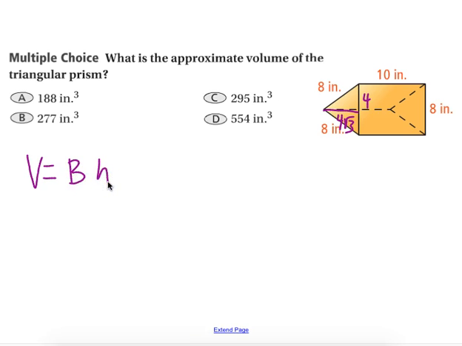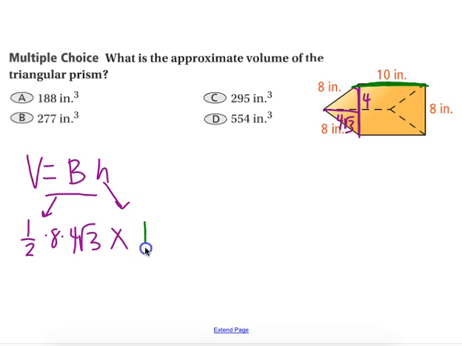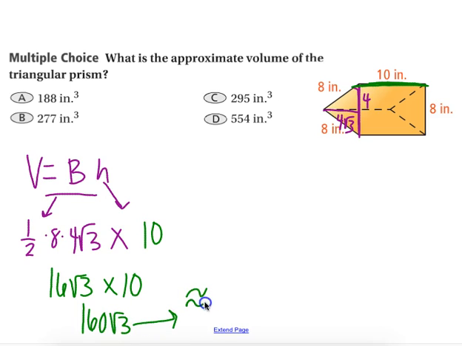Again, we have a triangular prism, so yeah, that's your base of your triangle. This is 8. What's the height? We found to be 4 square roots of 3. And what's the height of our whole prism there? It goes back 10, so times 10. Half of 8, 4. 4 times 4 is 16 square root of 3 times 10. 160 square roots of 3, which is approximately what? 277 inches.